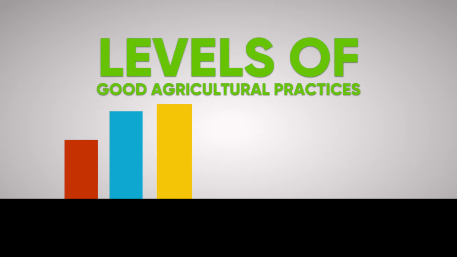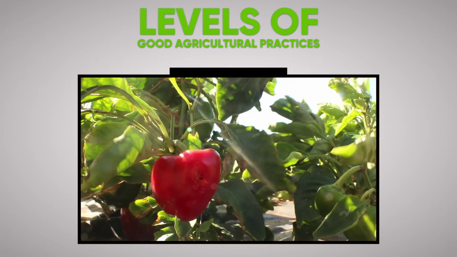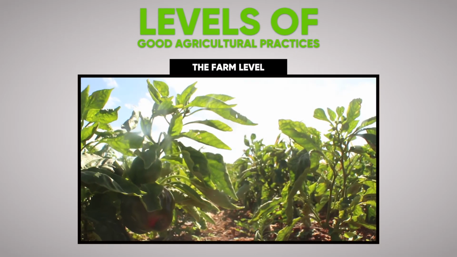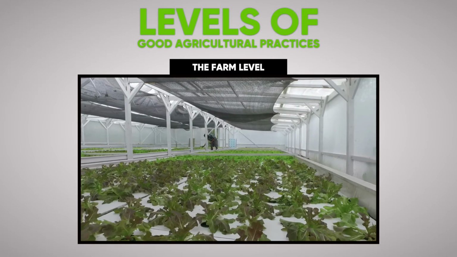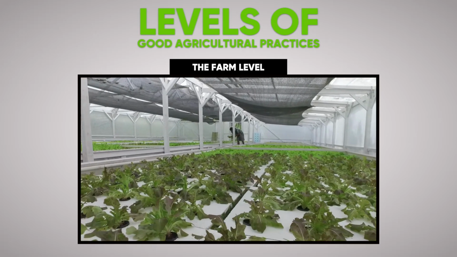Levels of good agricultural practices. There are two main levels of focus. At farm level, these practices are related to preparation, production, harvesting, and transport to the packing house.